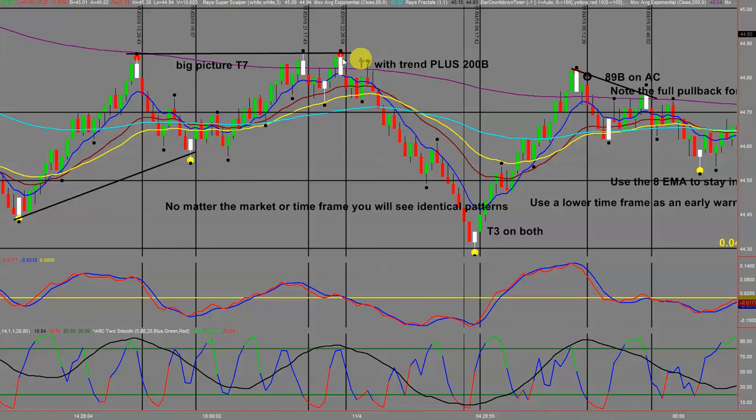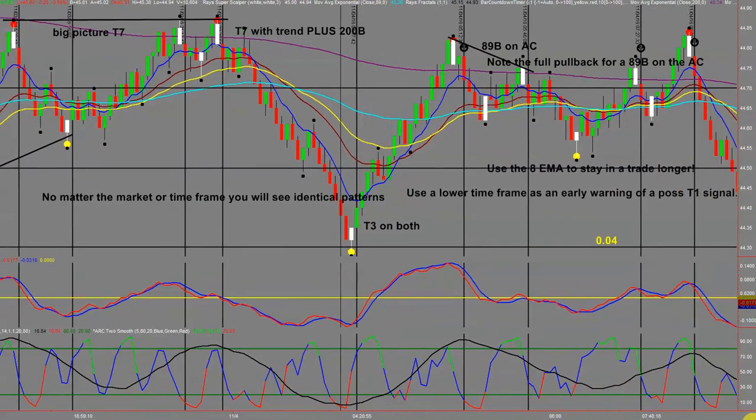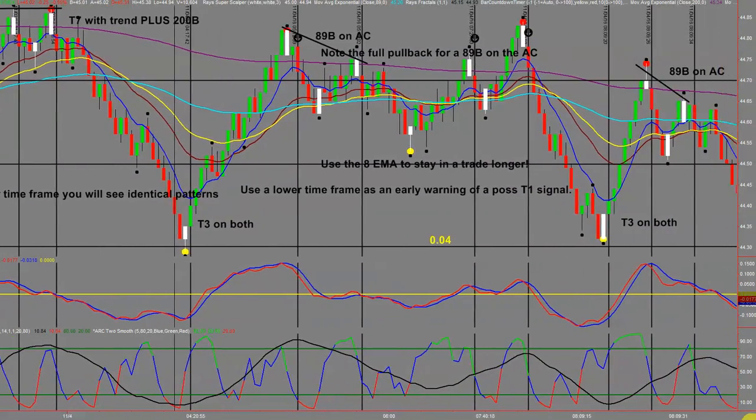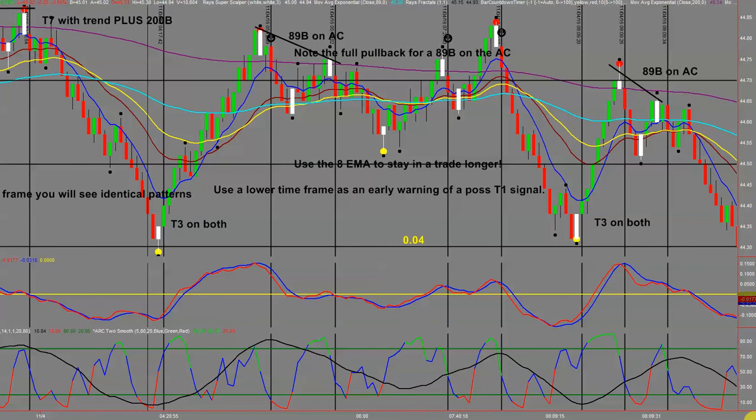So we've got a double top here, the T7 with the trend. Let's now talk about no matter what market or time frame, you'll see these same patterns. Let's now talk about these T3s. T3s work an absolute treat on CL.